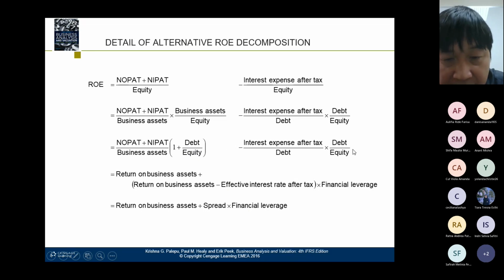And we combine this item times this one. So here we have NOPAT plus NIPAT over business assets, which is called the return on business assets, minus the effective interest rate after tax, times the financial leverage. This is called the spread.